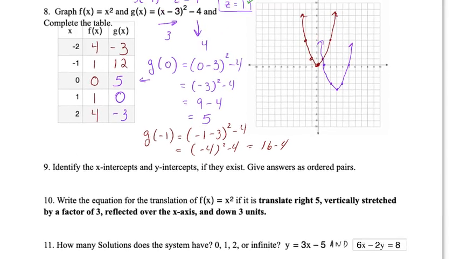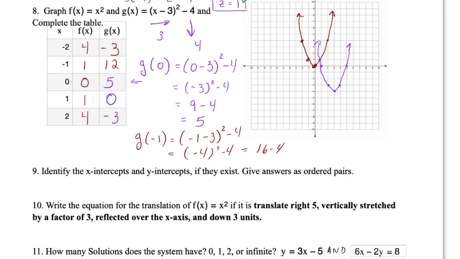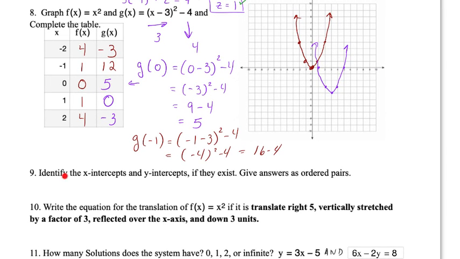Let's see here. Identify the x-intercepts and y-intercepts if they exist. It should say in reference to this one right here. This is asking for the x and y-intercepts of this purple line. Now, I can see the x-intercepts. Here they are. X-intercept. That one is at 2, 3, 4, 5, 0. So that's one of my answers.